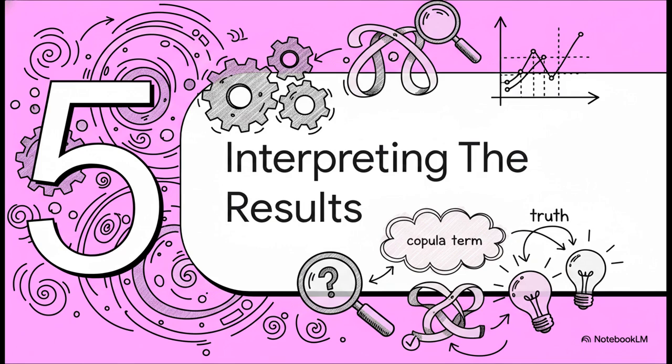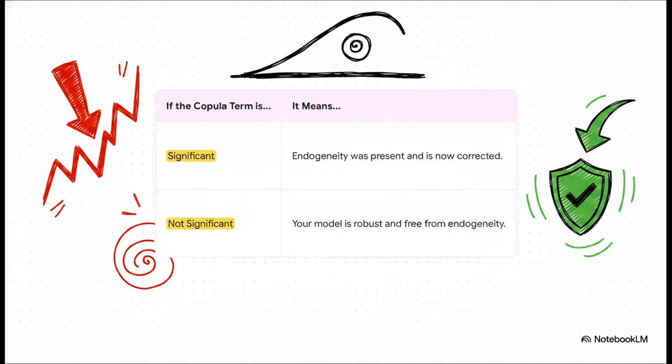Okay, so you've done your homework, you've checked your data, you've run the model with the copula term included. Now for the moment of truth. What do the results actually tell you? Interpreting this all comes down to the significance of that copula term you added. If the path coefficient for the copula term is statistically significant, that's like a big red flag. It's telling you, yep, endogeneity was present and your original results were biased. But the good news is, by including the term, you've now controlled for that bias. Now, if the copula term is not significant, that's also great news. It basically means your model was robust and probably free from endogeneity all along.